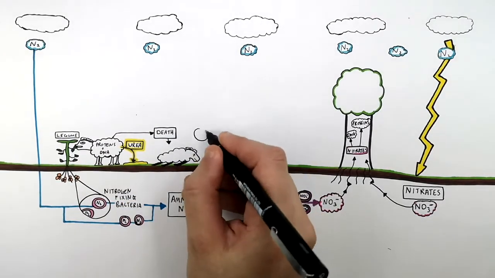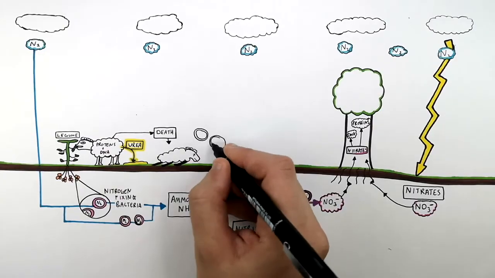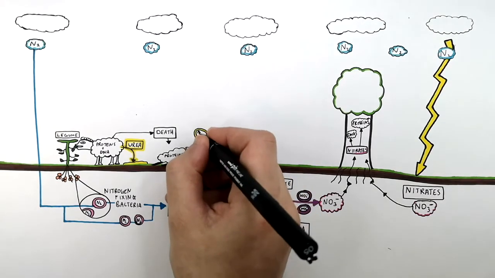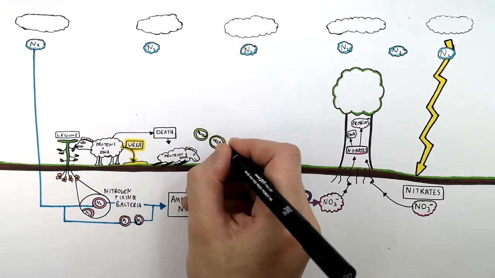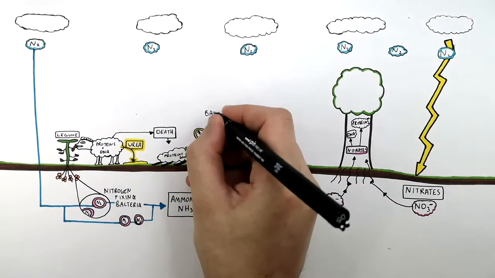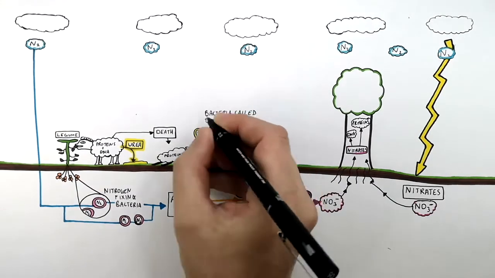So these are bacteria called decomposers. Decomposers decay dead material. So the decomposers, the bacteria, are going to break down the urea in the soil and also the proteins in the sheep.